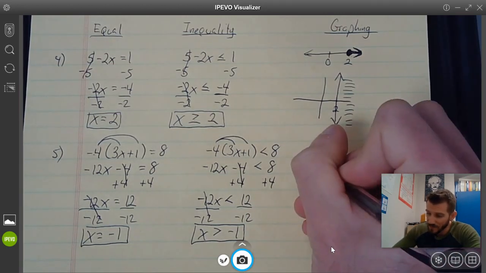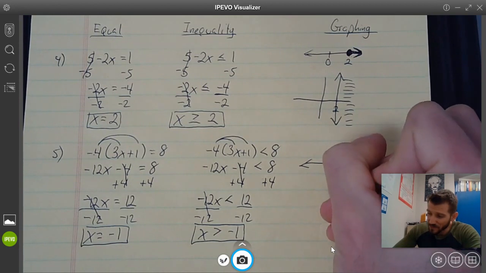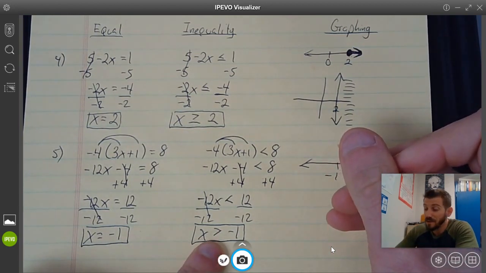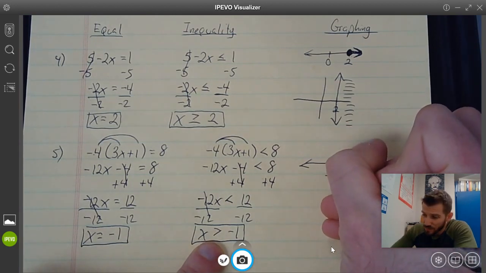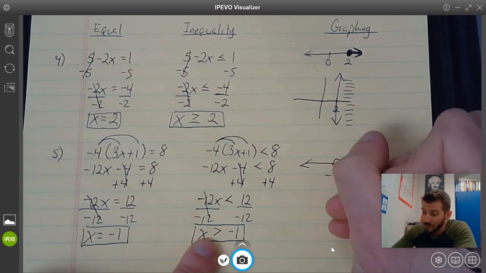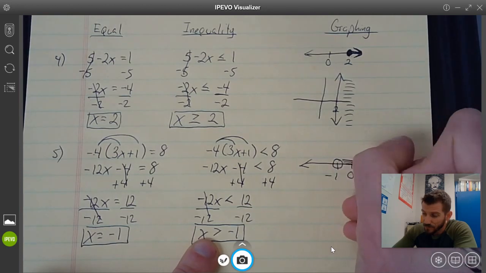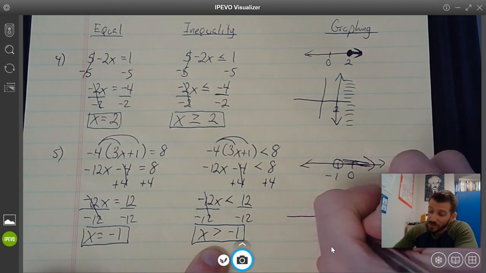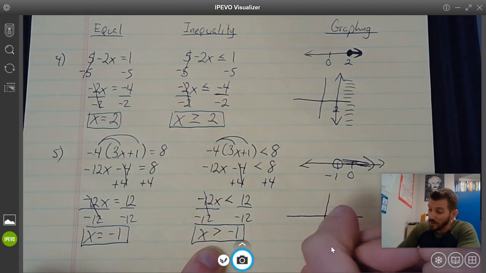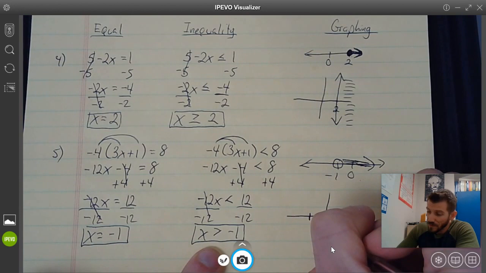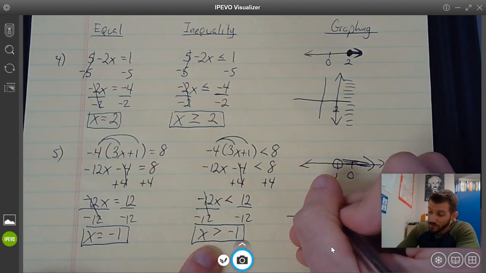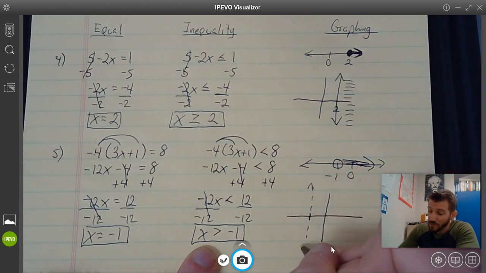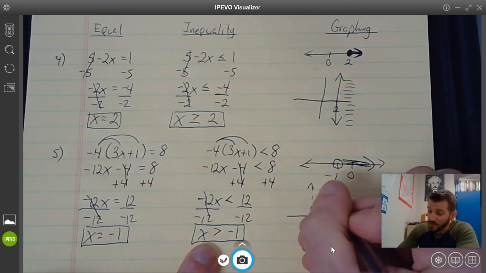Again, on the graph, something happens at -1. It's not underlined, meaning it's going to be an open circle. And it's greater than, meaning we're shading to the right. Next, on an XY chart, that would look like x at -1, and it would be a dotted line because it's not underlined, and it would be going to the right because it's greater than.